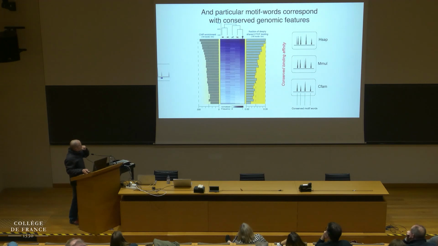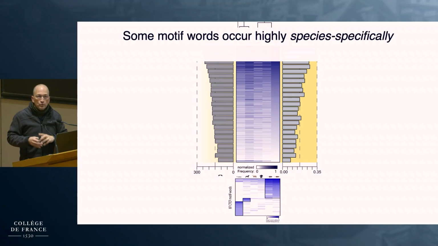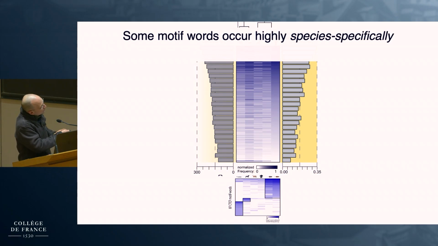Okay. But we found not just conserved words. We looked for words that violated this. We looked for words that were enriched in single lineages. And lo and behold, we were able to find about 90 in mouse, somewhere around 60 in mouse, 30 in Monodelphis domestica, which is short-tailed gray opossum, and around 15 to 20 in dog.